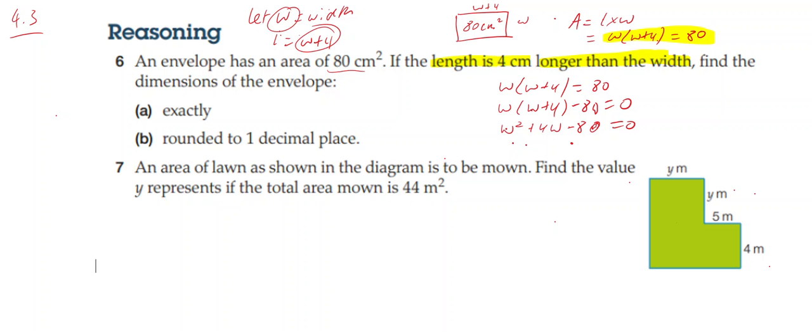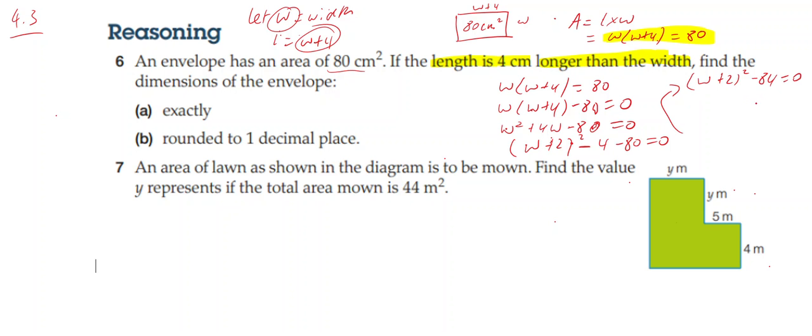So let's complete the square. We'll use a scaffold. We halve the coefficient of the middle term, which is positive 4, so half of positive 4 is 2. Square it, which is 4. Must drop the negative 80 down, simplify it, so we got W plus 2 squared minus 84 equals 0.